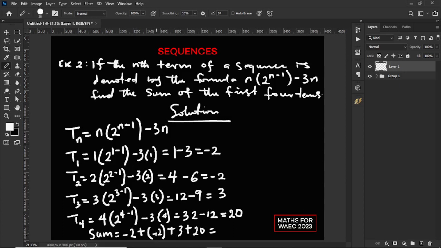So -2 plus -2 will give you what? Minus 4. -4, correct. Plus 3 gives minus 1. -1 plus 20 is 19. So it means the sum of the first four terms is equal to 19. So do you understand that now? Yes, sir.